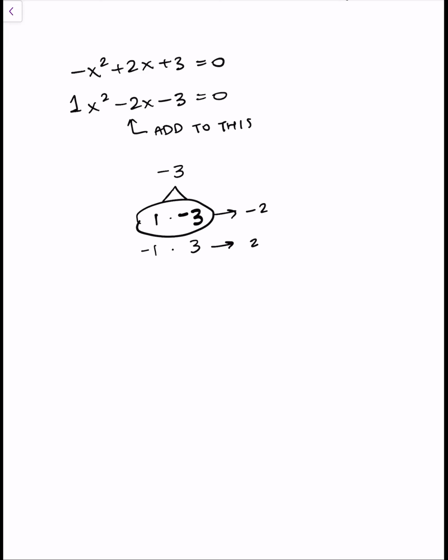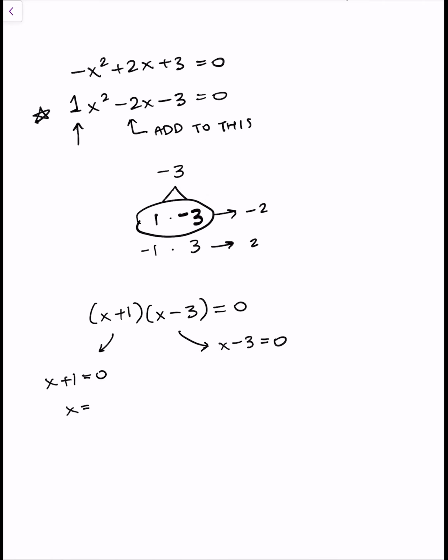And so since we have the special case where we have a positive 1 in our a coefficient, we can jump straight to factoring. So I can rewrite this equation in factored form as x plus 1 times x minus 3 equals 0. And then we just solve for x. So this one will give us x plus 1 equals 0. This one will give us x minus 3 equals 0. And then that gives us x equals negative 1 and x equals 3 as our solutions.